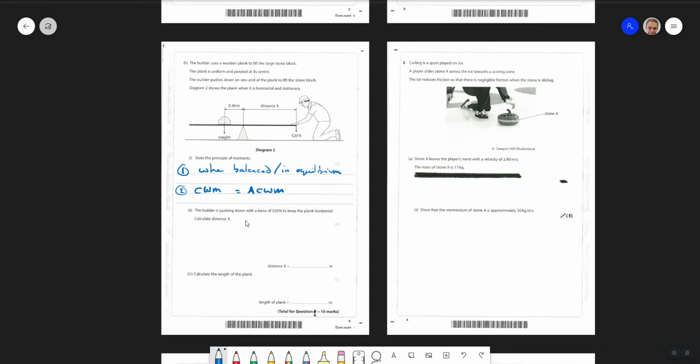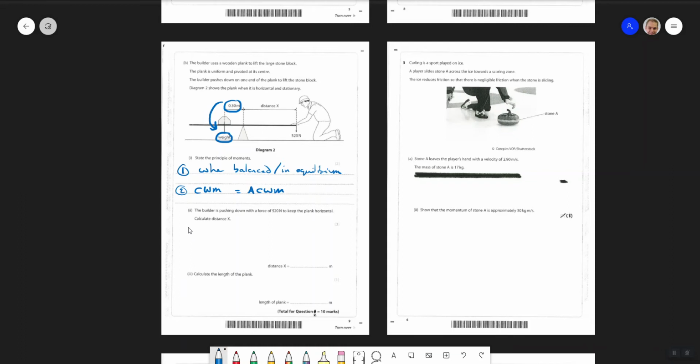The builder is pushing down with a force of 520 newtons to keep the plank horizontal. Calculate the distance x. So we want to know what the distance x is. So we're after this one here. So we have to use the principle of moments. The clockwise moment equals the anti-clockwise moment. So the anti-clockwise moment, which is this one, is this distance multiplied by the weight. And the weight you have just worked out in the previous part of the question.